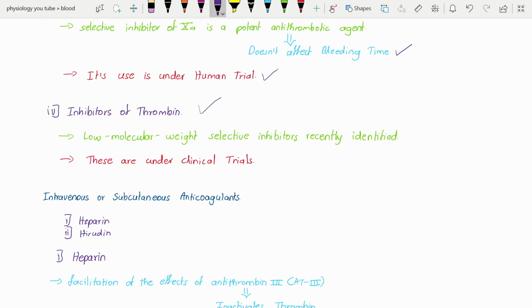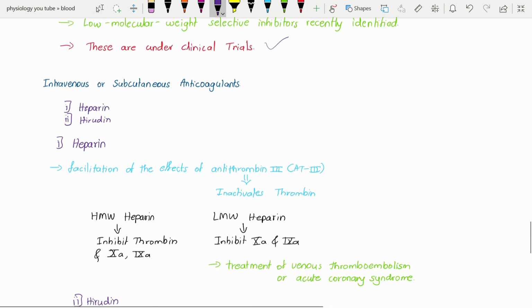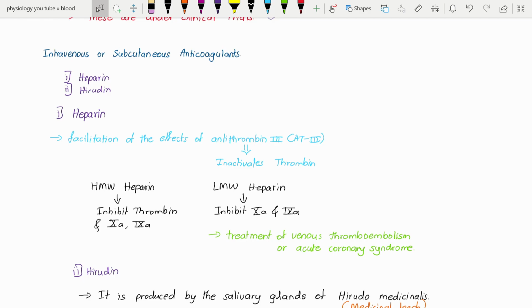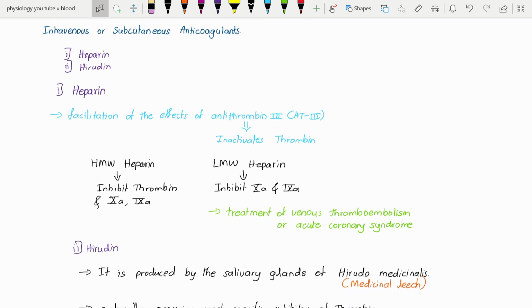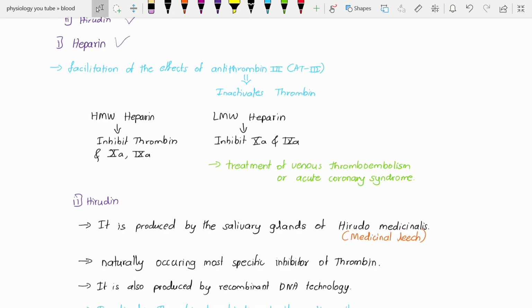Inhibitors of thrombin: these are low molecular weight selective inhibitors, recently identified, and also under clinical trials. Intravenous or subcutaneous anticoagulants are two: heparin and hirudin. Heparin, as we already studied, facilitates the effects of antithrombin, that is antithrombin 3, and it inactivates thrombin.